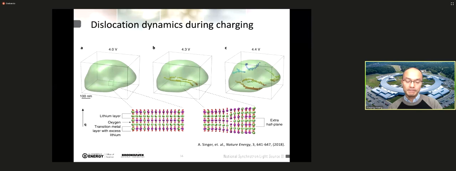And so here is an example of the Bragg CDI measurement on a lithium ion battery crystal. They kept measuring the same crystal during the charging process, and they found that during the charging, edge defects were initiated, and they formed loops inside the crystal.